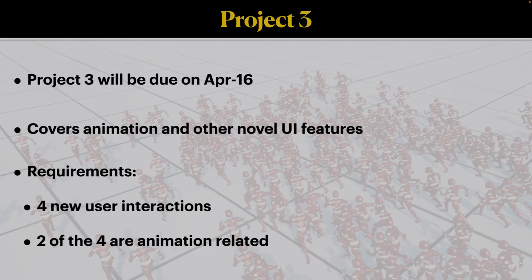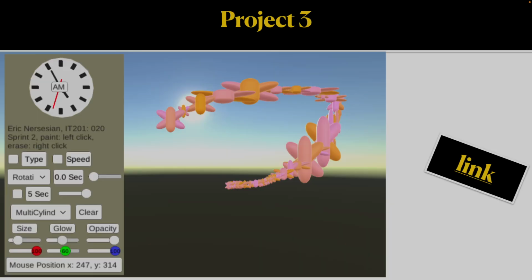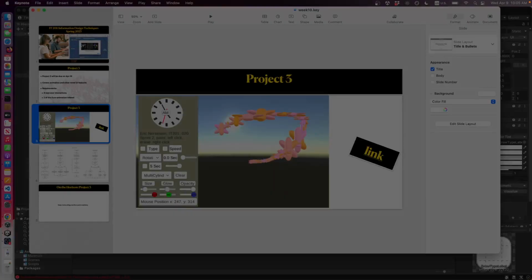And for this project, which is kind of the same as the older project, you have to add 4 user interactions, 2 of which need to be animation related. So just to remind everyone, because this is also recorded, here's an example of what that means.